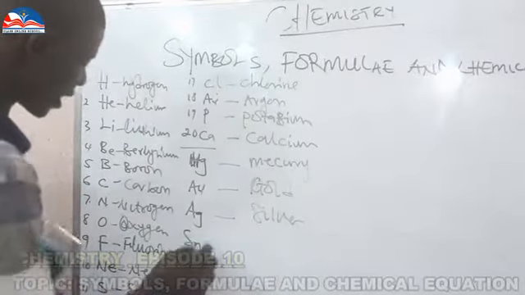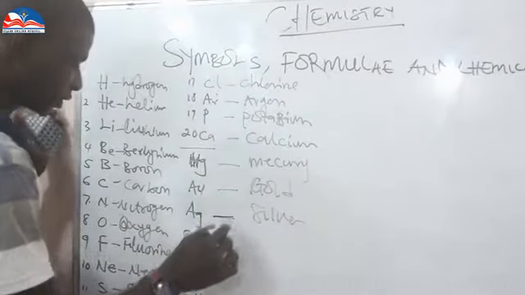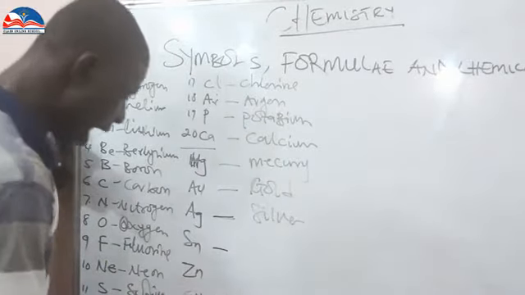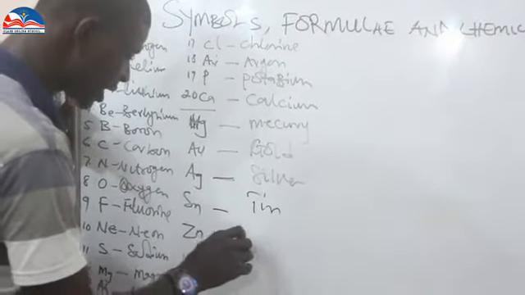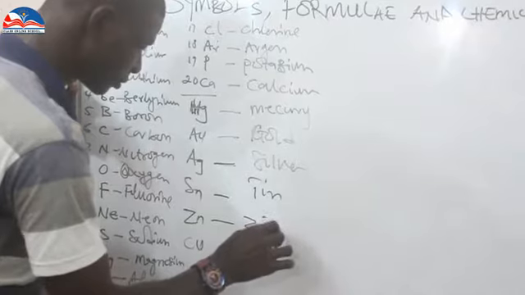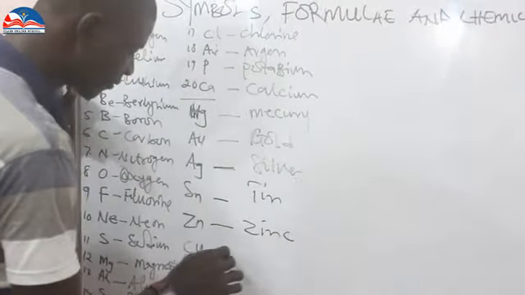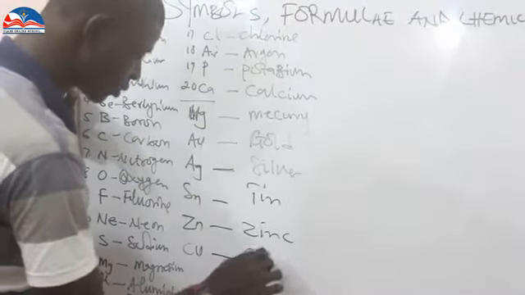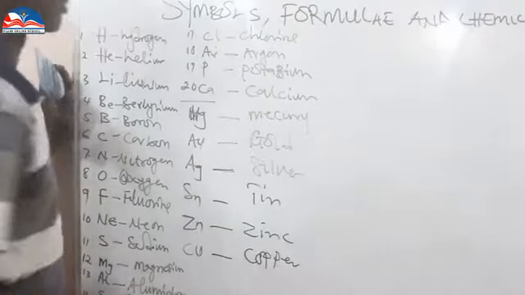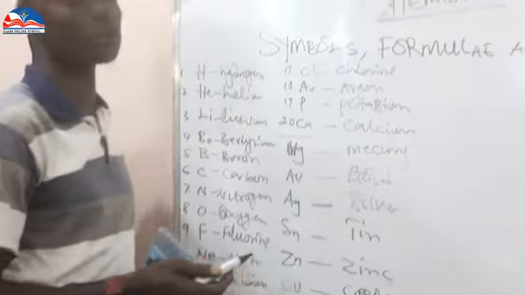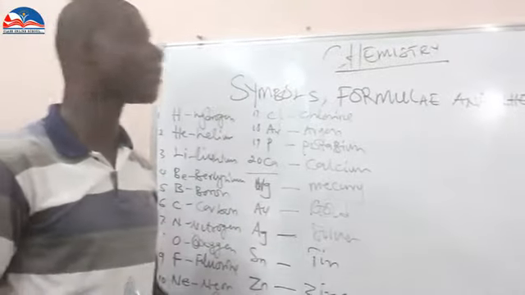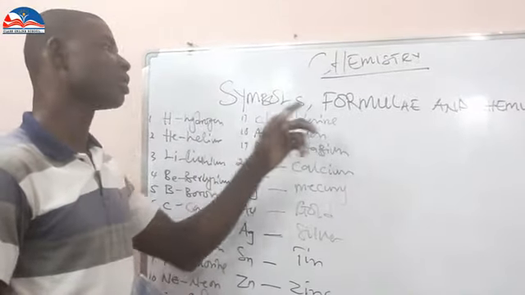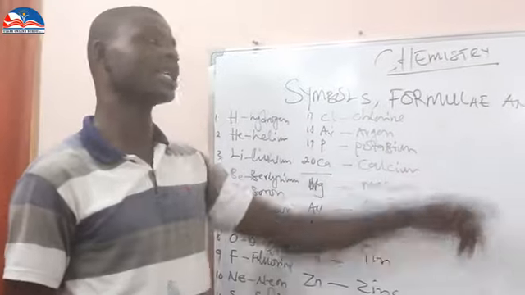Then we also have Sn as tin. We have Zn as zinc. We have Cu as what? Copper. I just want to stop here, but you have to know that we have many of them: symbols, formulae, and chemical equation.